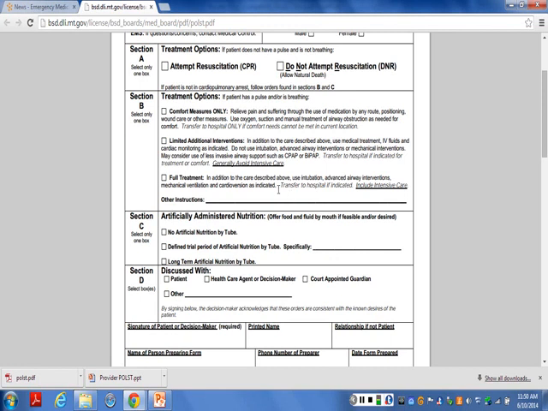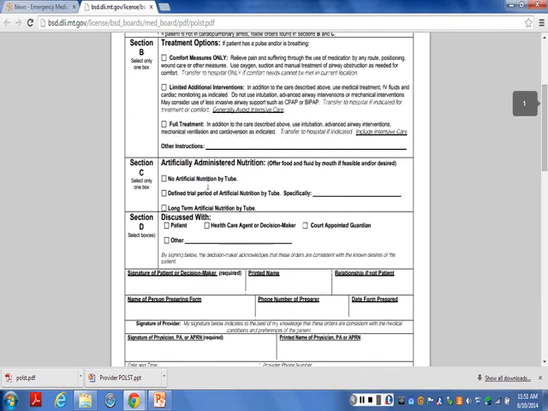Full treatment. In addition to the care described above, use intubation, advanced airway interventions, mechanical ventilation, and cardioversion as indicated. Transfer to a hospital if indicated. Include intensive care or any other instructions.